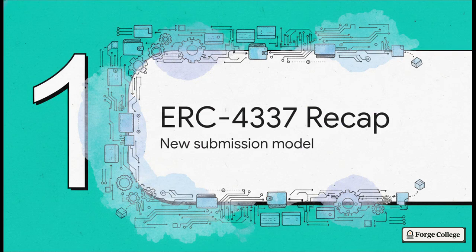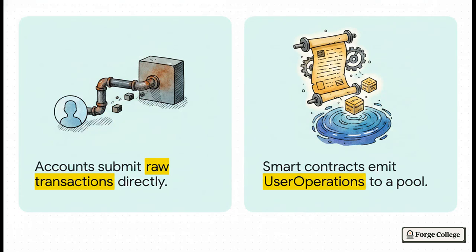Right, part 1, ERC 4337 recap and that brand new transaction submission model. Let's look at the stark contrast between the old way and the new way. Back in the day, externally owned accounts just hurled raw transactions directly at the network. I mean, it was basically like throwing cash out your window at a toll booth while driving 60 miles an hour. Super rigid. But now, smart contract wallets craft these things called user operations. These are off-chain objects that float around in a specialized waiting pool, totally separate from main blockchain traffic. It gives us, and developers, so much more flexibility.